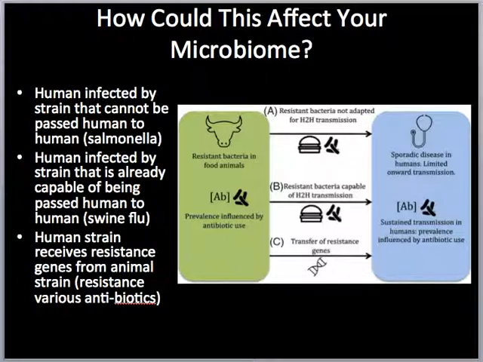Humans can be infected by strains that cannot be passed human to human, such as Salmonella. Humans can also be infected by strains that are already capable of being passed human to human, such as swine flu. And a human strain can receive resistance genes from animal strains. Resistance varies by antibiotic. Here we have a graphic showing more resistant bacteria in food animals, how it's influenced by antibiotic use, and how this is transmitted through food, with resistant genes causing sporadic disease and illnesses in humans.